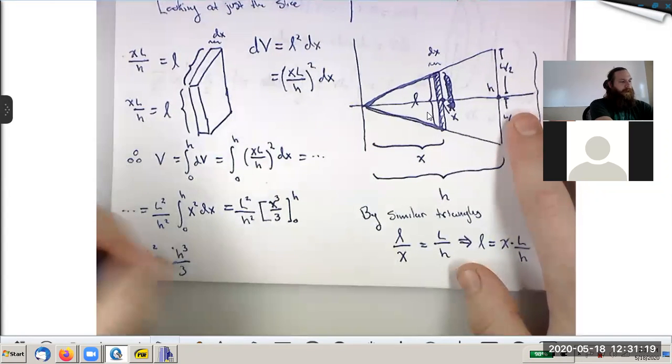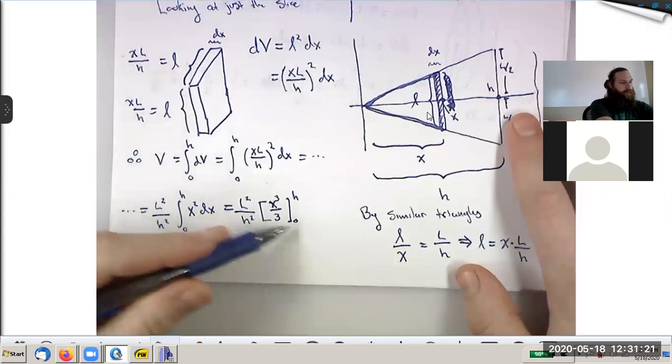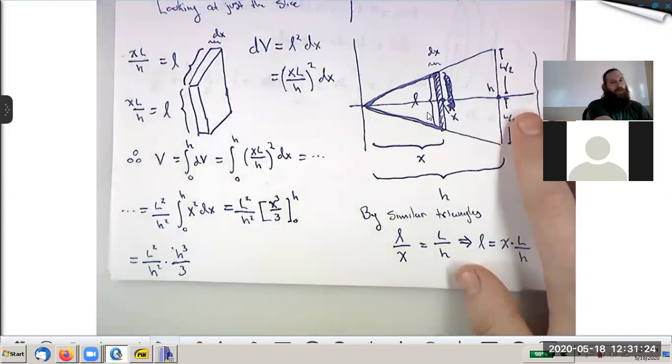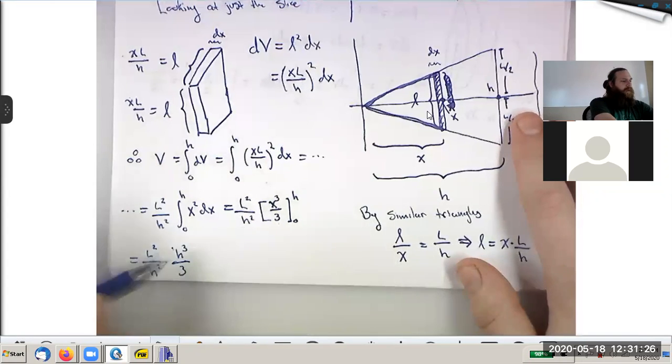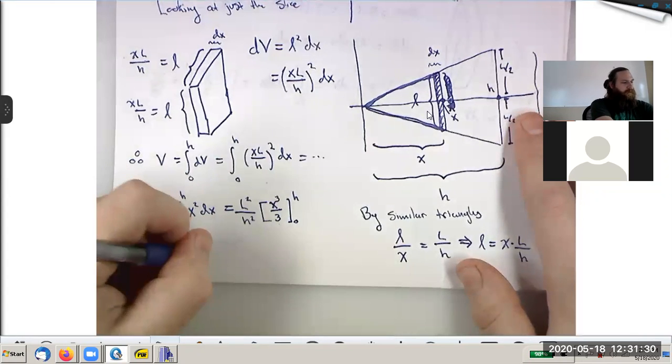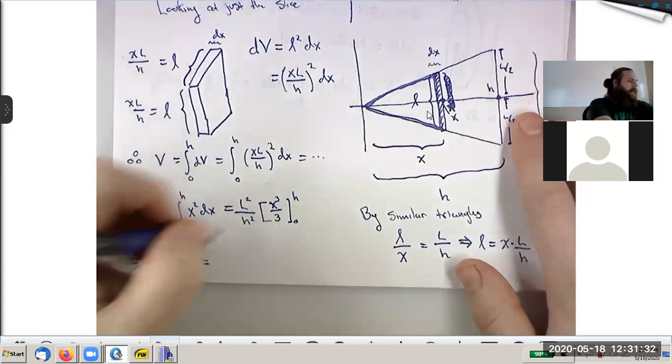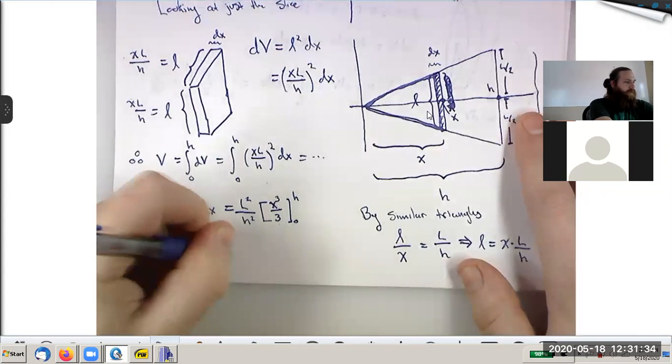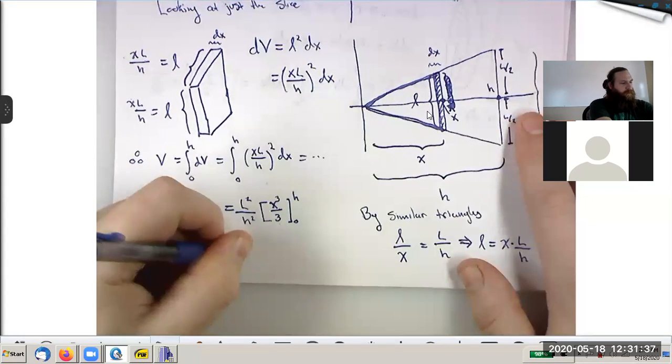If you want to write in the minus 0 there, you can, but the lower limit doesn't contribute anything. When I plug in 0 for x, I get 0 there. And then the h cubed upstairs can cancel into the h cubed downstairs. And so we get L squared h times 1/3.